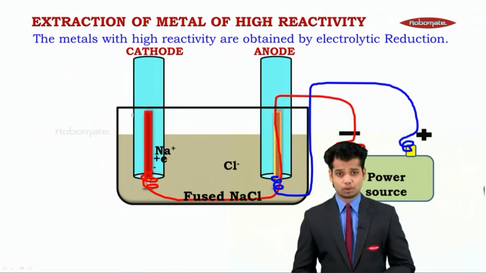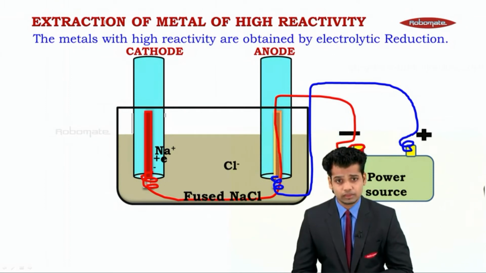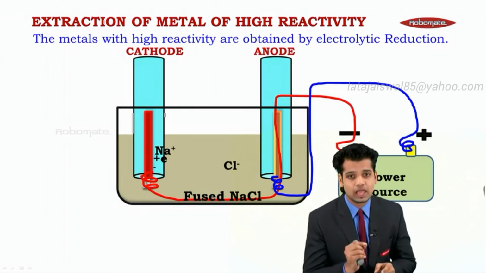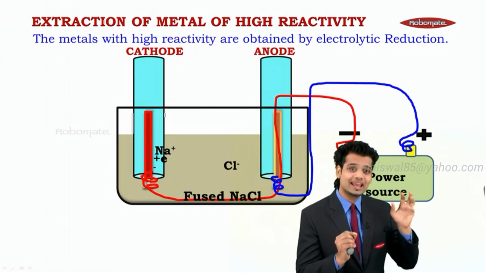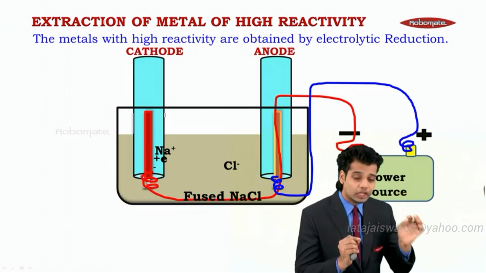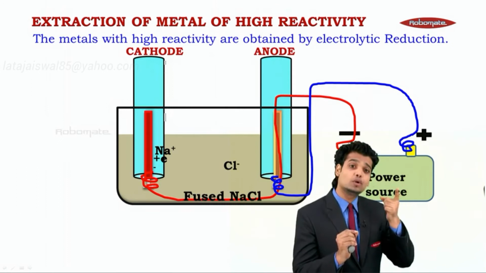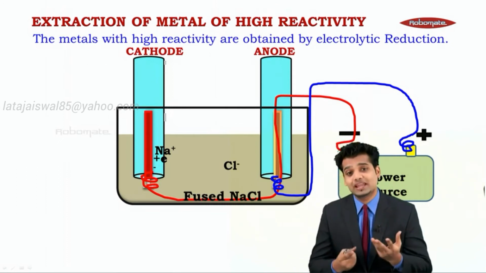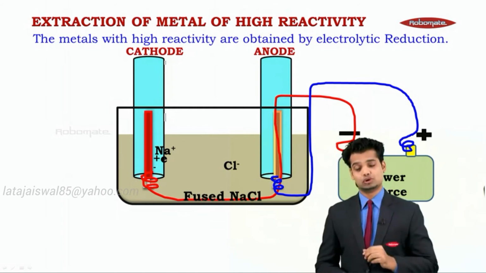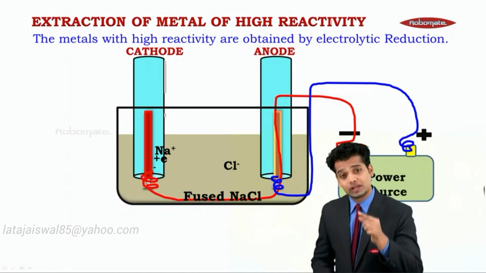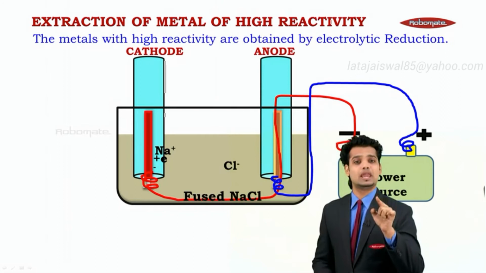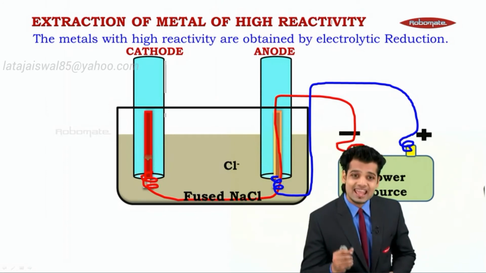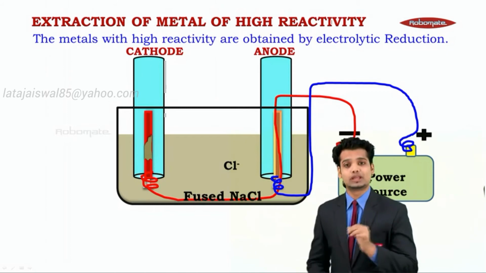2, 8, 1 was Na. When it gave one electron to Cl, it became 2, 8. But we want the pure Na, that's 2, 8, 1. So in order to make it pure, we are going to give electrons. From where will we get the electrons? From the cathode. So the cathode is electron rich. It gives electrons to Na+, forms 2, 8, 1. That is pure Na, and that Na is deposited over the cathode.